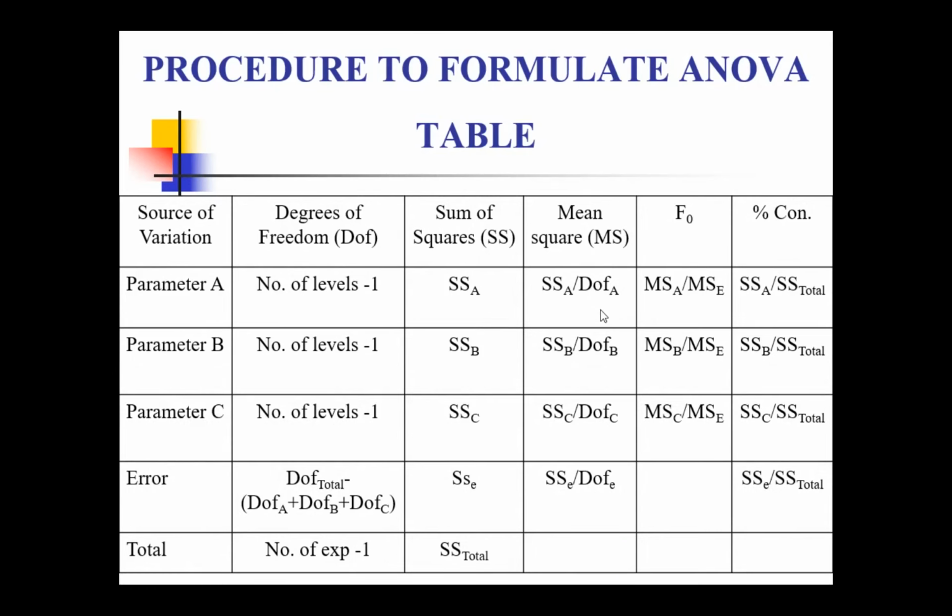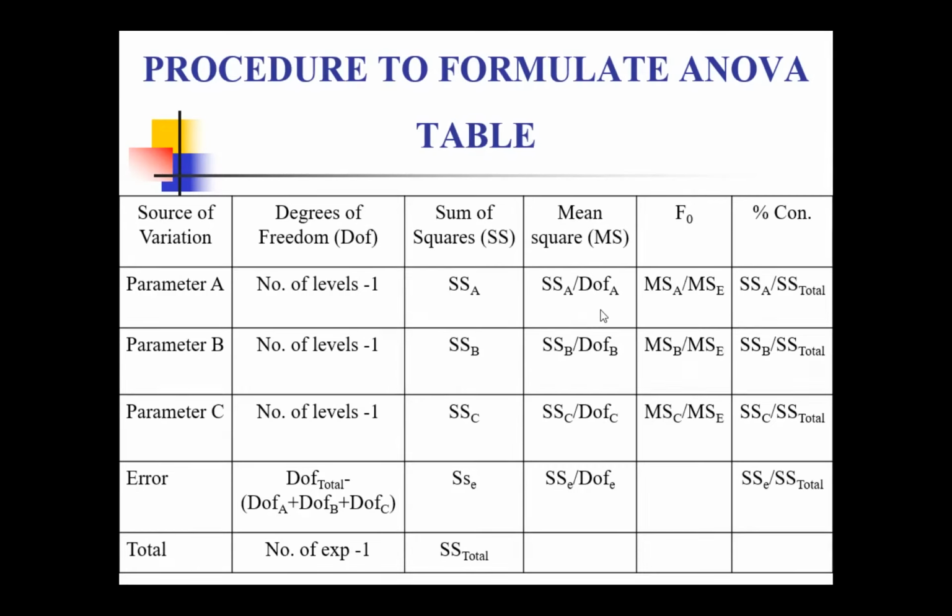So from this, how to calculate the mean sum of squares? The individual sum of squares divided by the degrees of freedom of the individual terms. So mean square is equal to SSA divided by degrees of freedom of A. Similarly for parameter B, its sum of squares divided by its degrees of freedom. Similarly for the error term, mean square is equal to error sum of squares divided by error degrees of freedom.